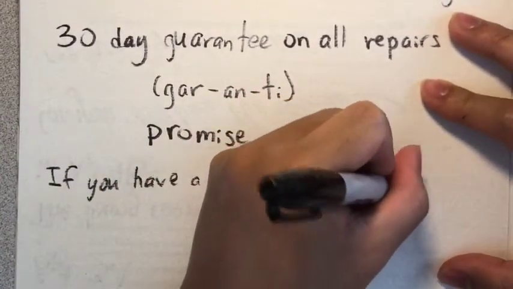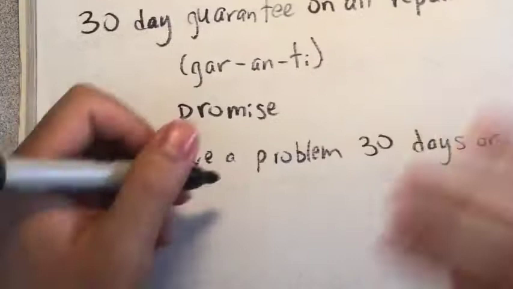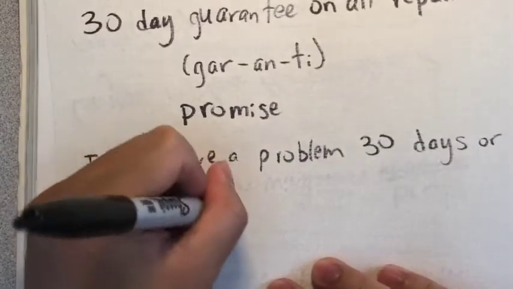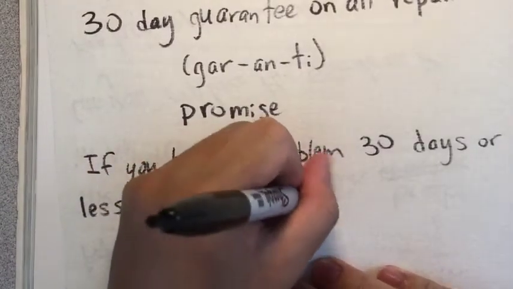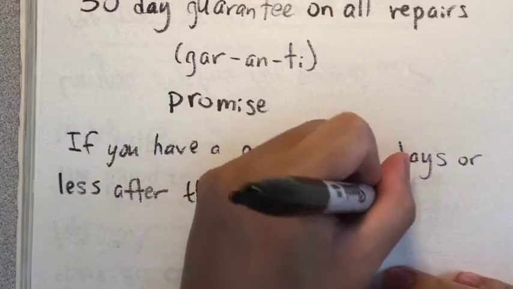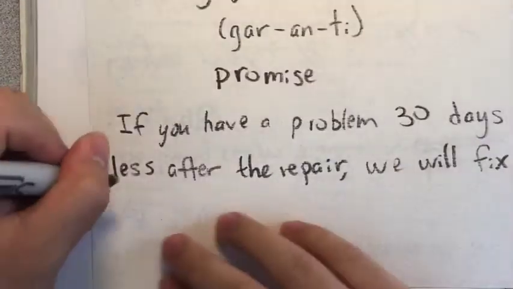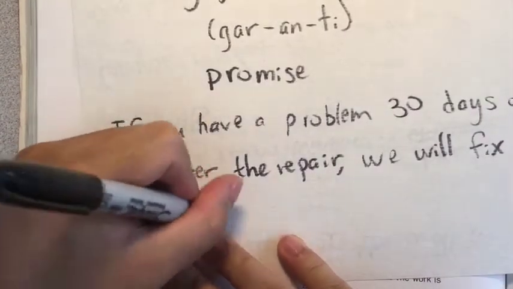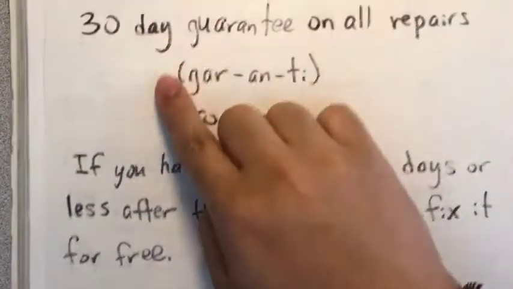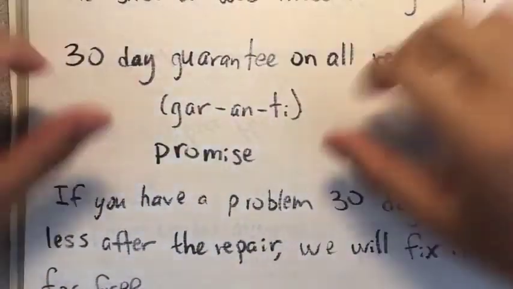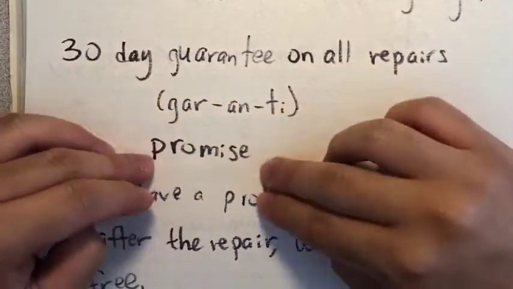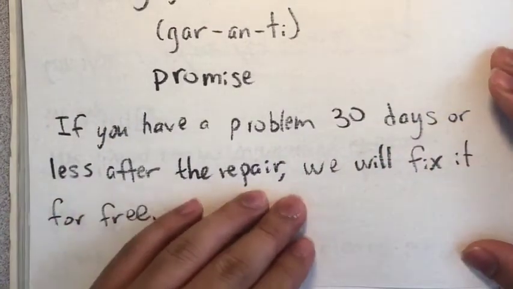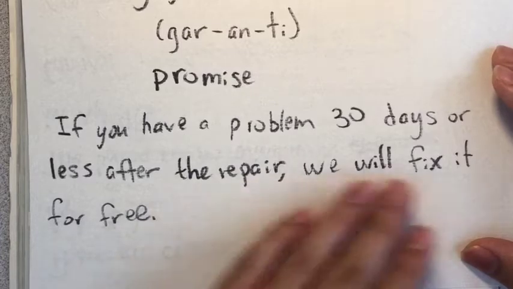30 days or less after the repair, we will fix it for free. So this is what I think the 30-day guarantee on all repairs means. I think that this promise means if you have a problem 30 days or less after the repair, A Plus Plumbing will fix it for free.